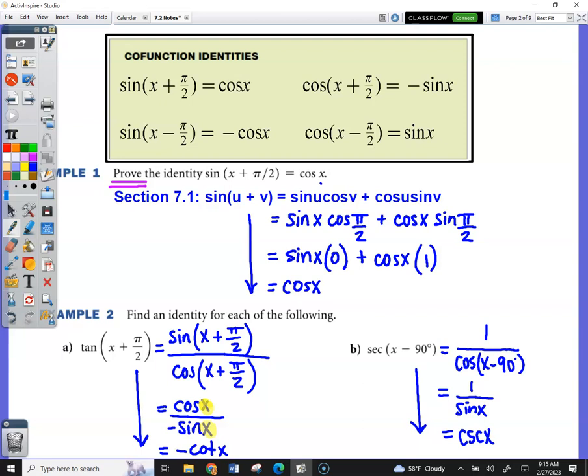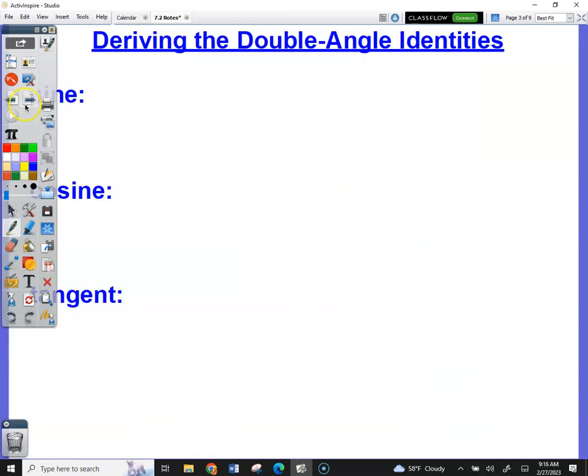This is saying, they're telling you from the get-go, hey, you're taking some angle, and you're adding pi over 2 to it, which is called the cofunction identity. It's not the sum and the difference like before where we had to come up with the fractions. We have to take what they gave us and run with it from those formulas. So those are cofunction. Now we're going to look at double angle.